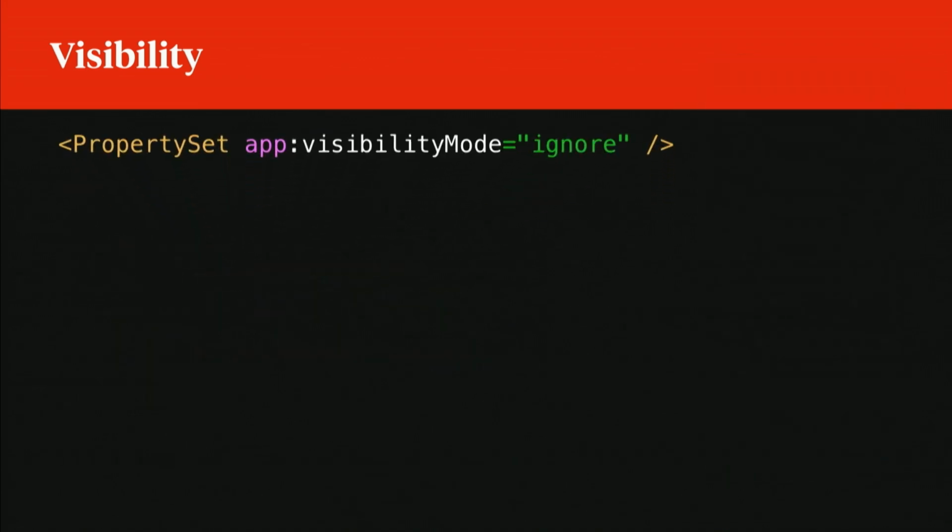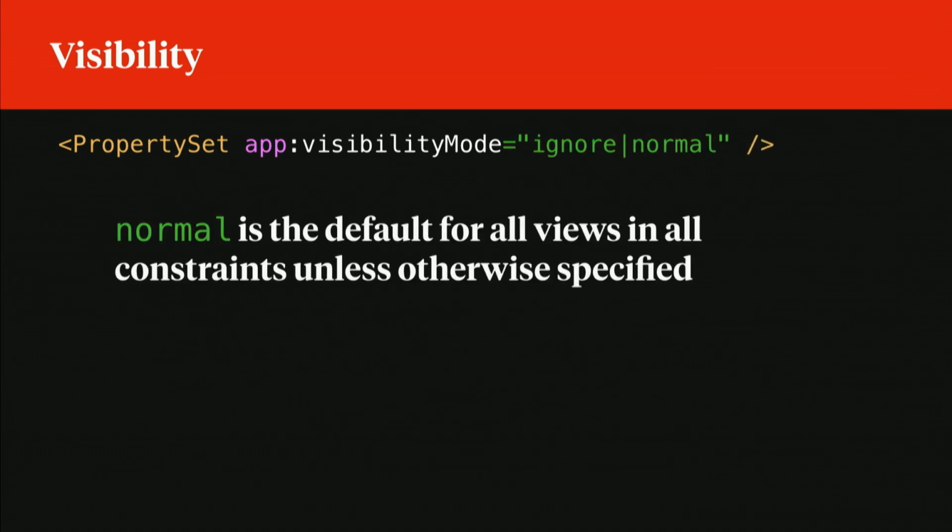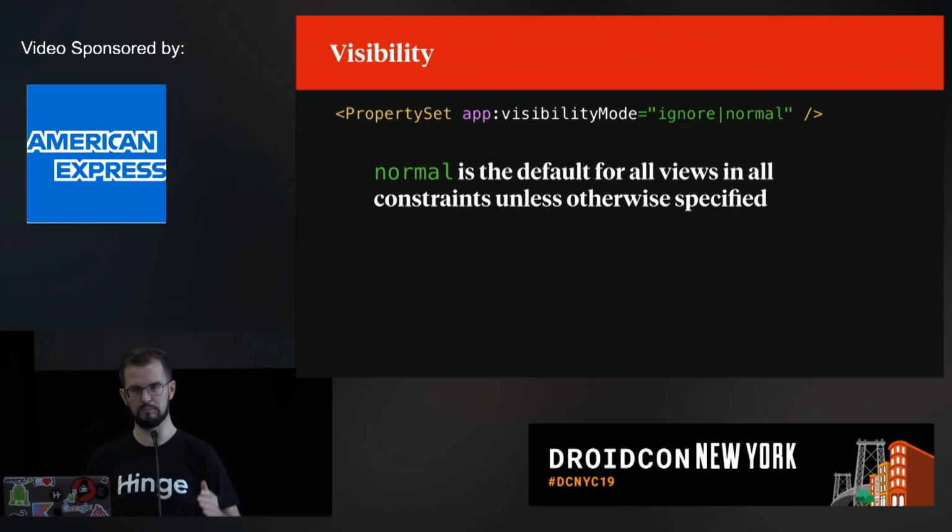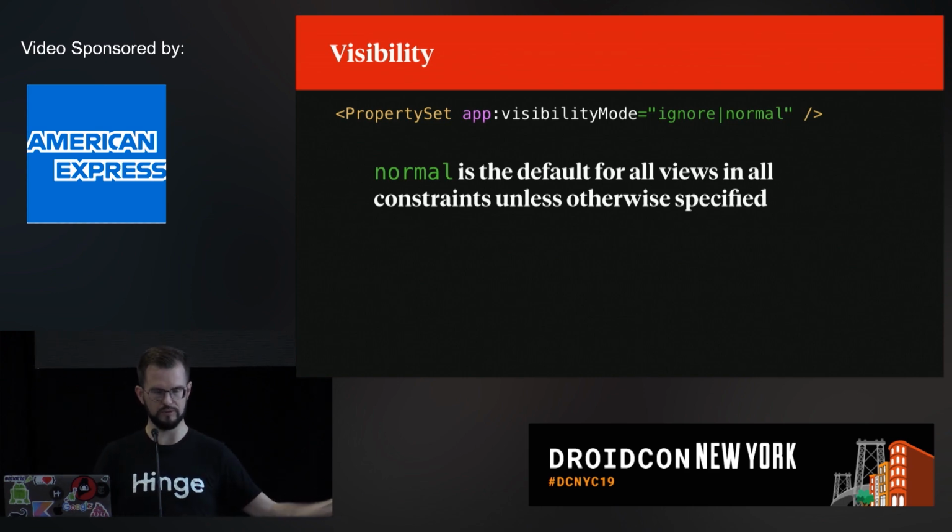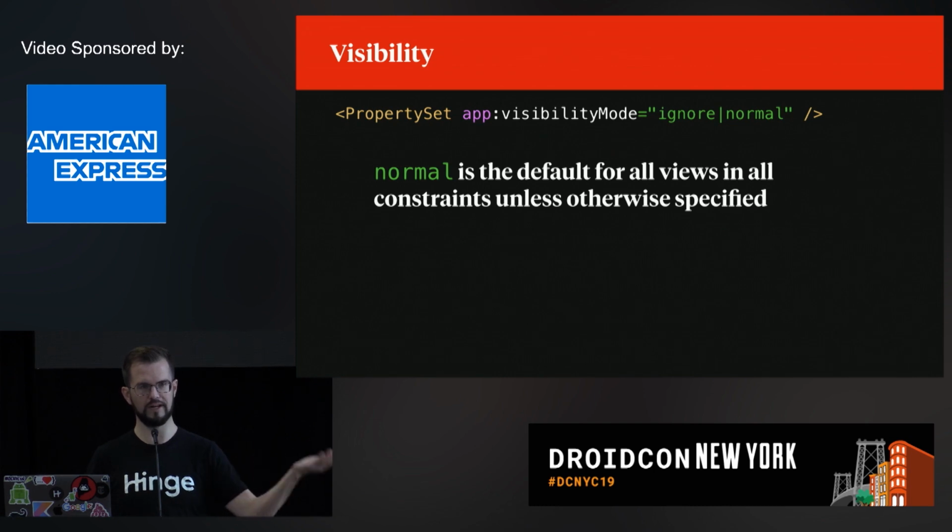So the two values of visibility mode are ignore and normal. And normal is just the default for all views and all constraint sets. So if you have multiple constraint sets and you say visibility mode ignore in one of them, it won't matter unless you also say visibility mode ignore in the end or start constraint set as well. Because it will be like, oh, I'm ignoring it in this state, but I'm not ignoring it in this state. So haha, I'm gonna mess with your visibility again.